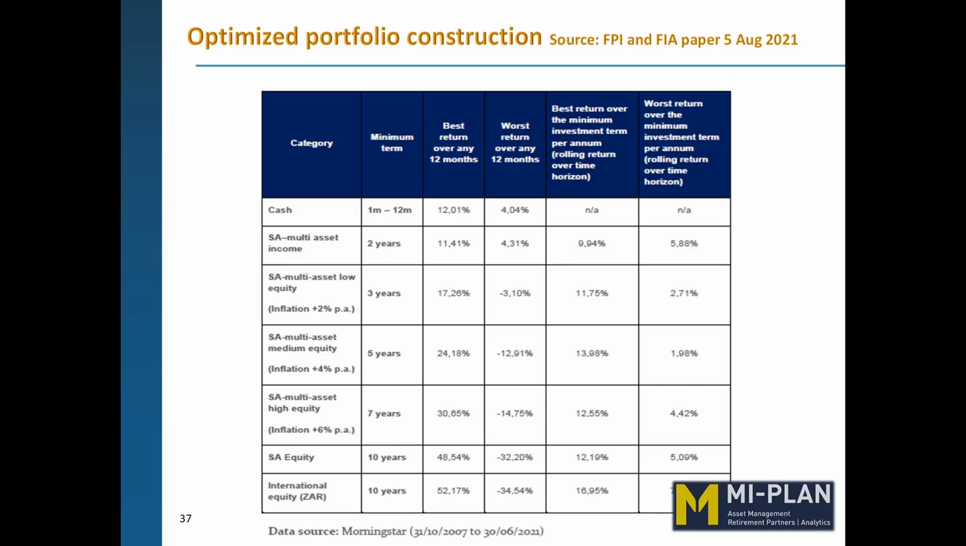This is a table, an extract from the paper. The original source was Morningstar. It shows how the investment term needs to increase as the targeted return in a category increases. For example, if you are looking to target inflation plus 2%, the minimum term there is 3 years, and that's due to best returns over any 12 months, worst returns, and so on.